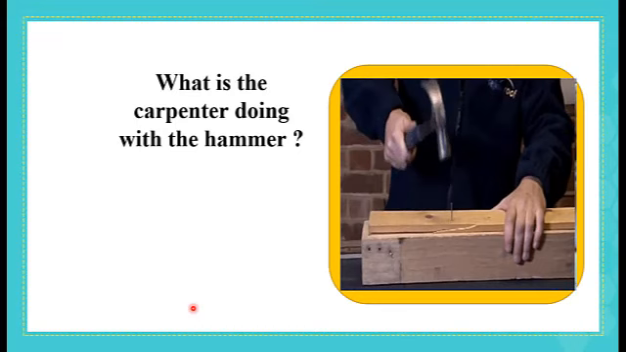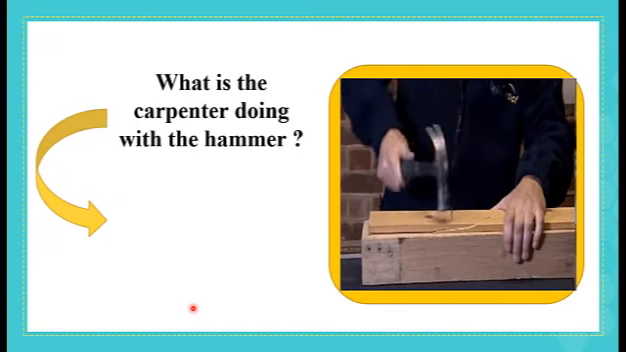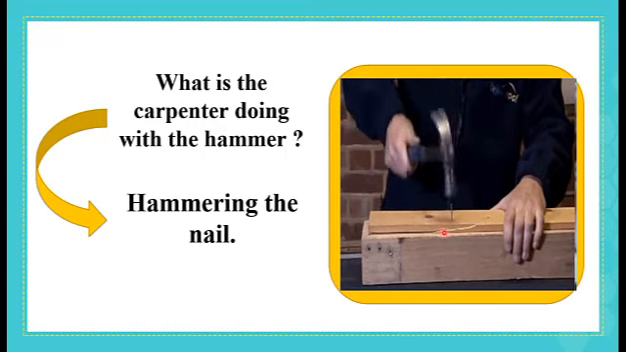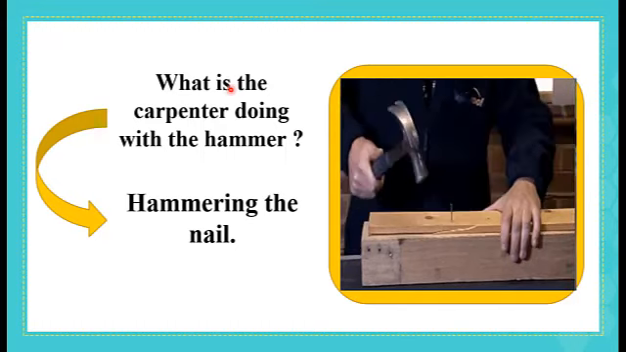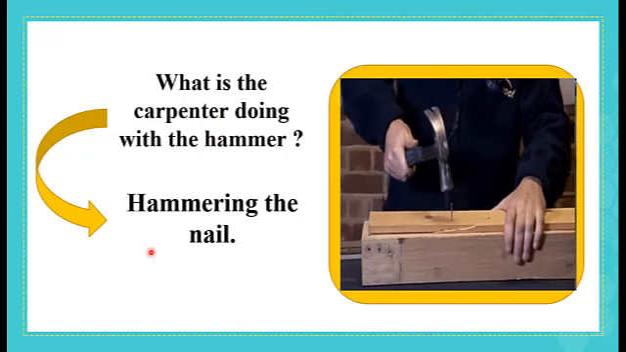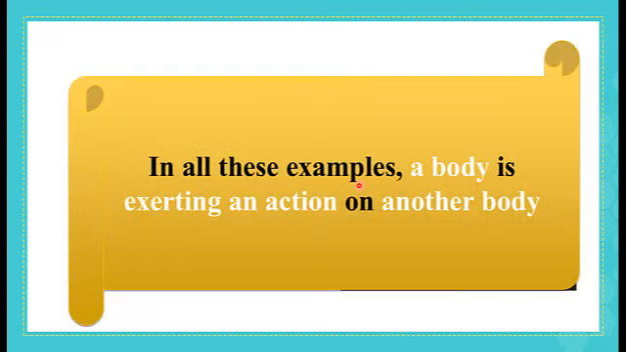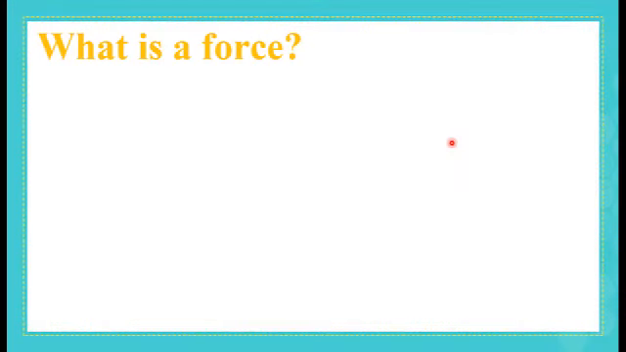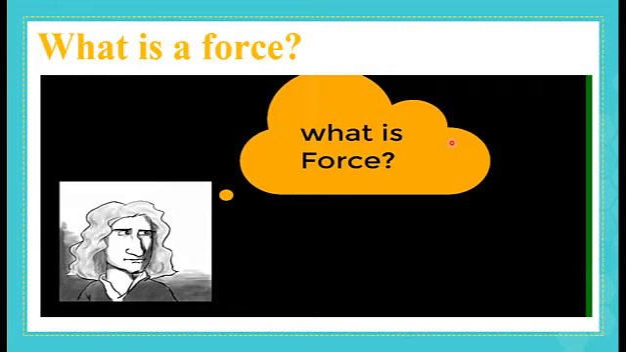What is the carpenter doing with the hammer? The carpenter is hammering the nail, which means that the carpenter exerts a force on the hammer. In all of these examples, a body is exerting an action on another body. This action is called a force. What is a force? Let's watch this video to know what a force is.